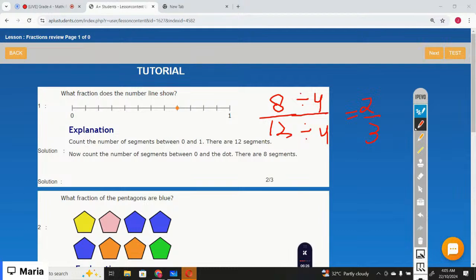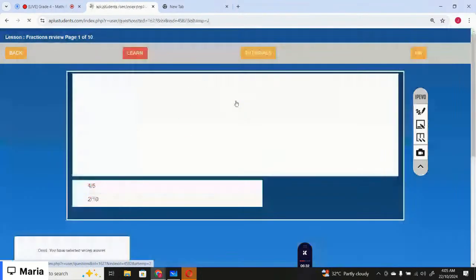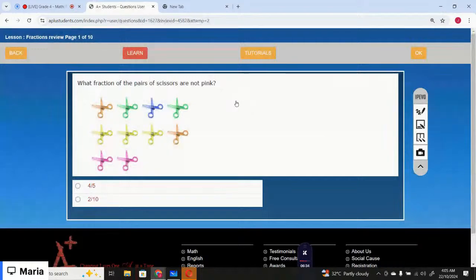Let's just start with the test questions. Let's see how can we do these questions. You can have a look at the tutorial by yourself later today that is already solved. What fraction of the pair of scissors are not pink?